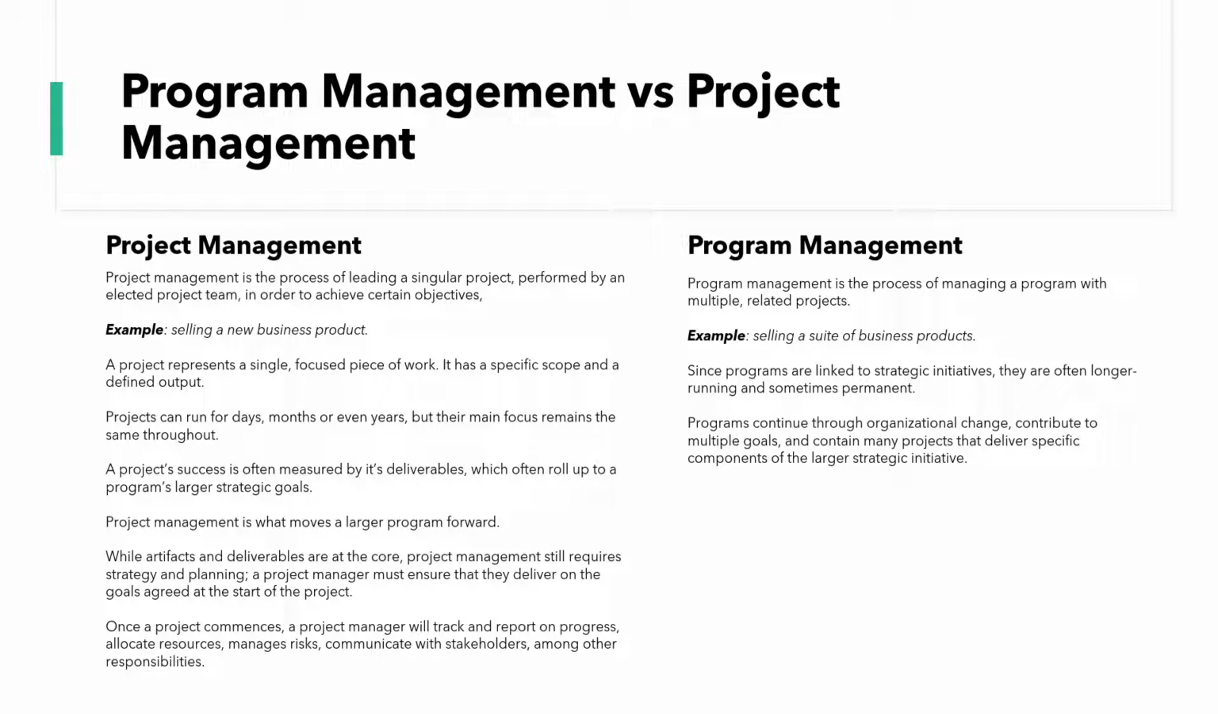Now, let's look at program management. I've mentioned some of the things about program management so far, but in a nutshell, program management is managing a program with multiple or several related projects. The example I've given here, which we can tie back to the previous example, is that a business may be selling a suite of business products. They may have a number of different products that focus on different clients or customers, and each different customer may be its own project.